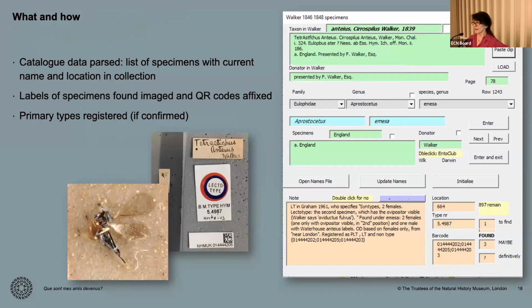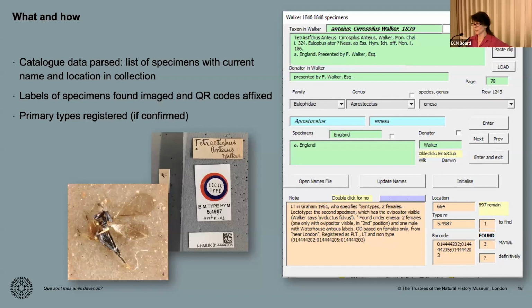I parsed the data from the catalog to make a list of specimens in a spreadsheet, with the original information from Walker, the current name, and where they were supposed to be in the collection. My idea was to just see which ones I could find quickly, so just looking in that place in the collection, not doing a complete survey. And when I found specimens which were either definitively or potentially specimens from Walker's catalog, I imaged the labels and gave them a QR code so that I can create specimen records for them.